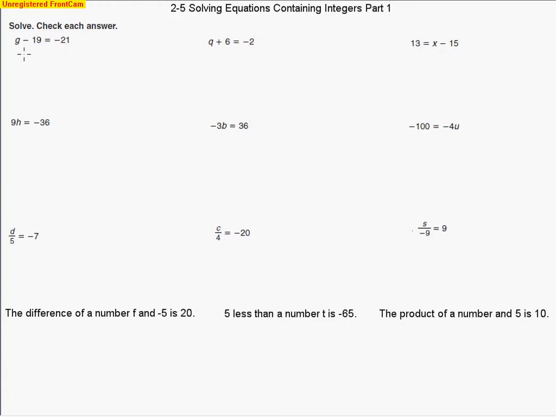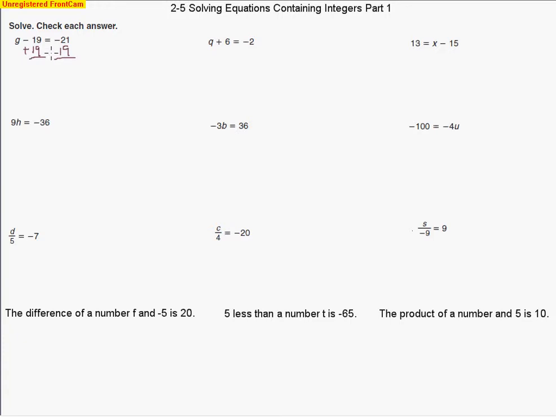It says that g minus 19 equals negative 21. So we're going to do an opposite operation to solve this. The first step here is to add 19 to both sides. See, I'm adding 19 to cancel out the negative 19, so I isolate the variable g.